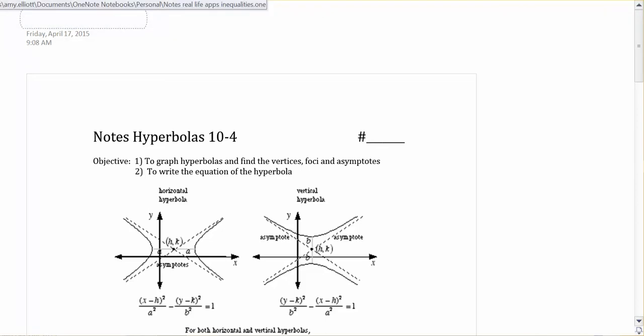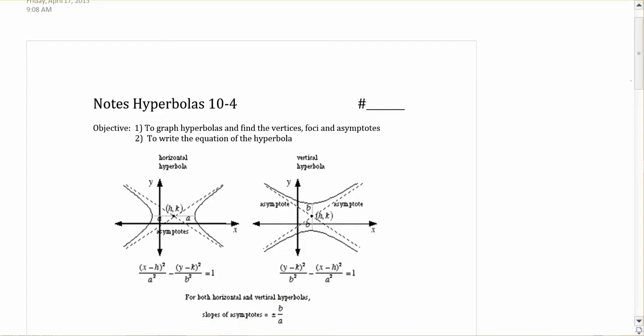The notes today are on hyperbolas. We're going to graph hyperbolas and find the vertices, foci, and asymptotes. And we're also going to write the equation of the hyperbola when we're given certain information. I've cut and pasted images of a horizontal and a vertical hyperbola.